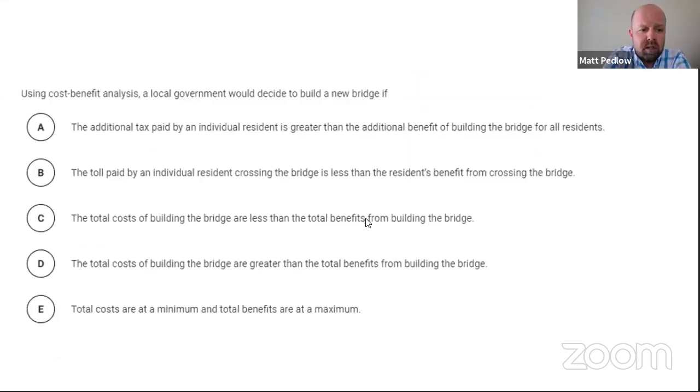And then using cost benefit analysis, a local government would decide to build a new bridge if, okay, so once again, we're talking total here.